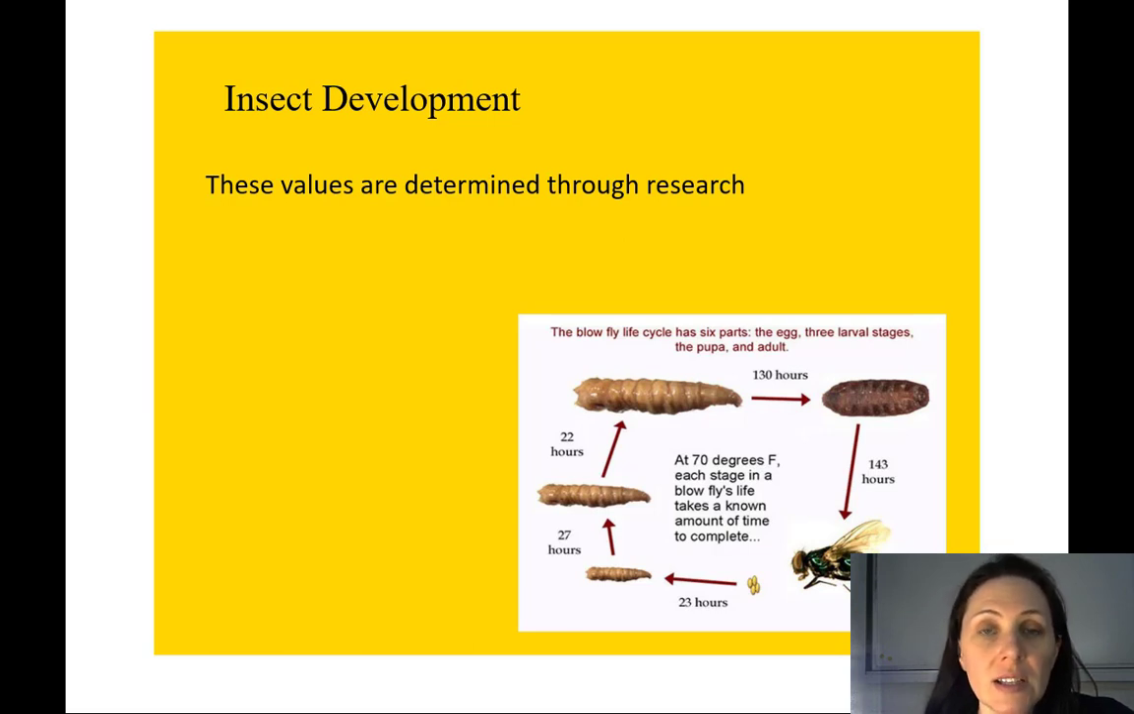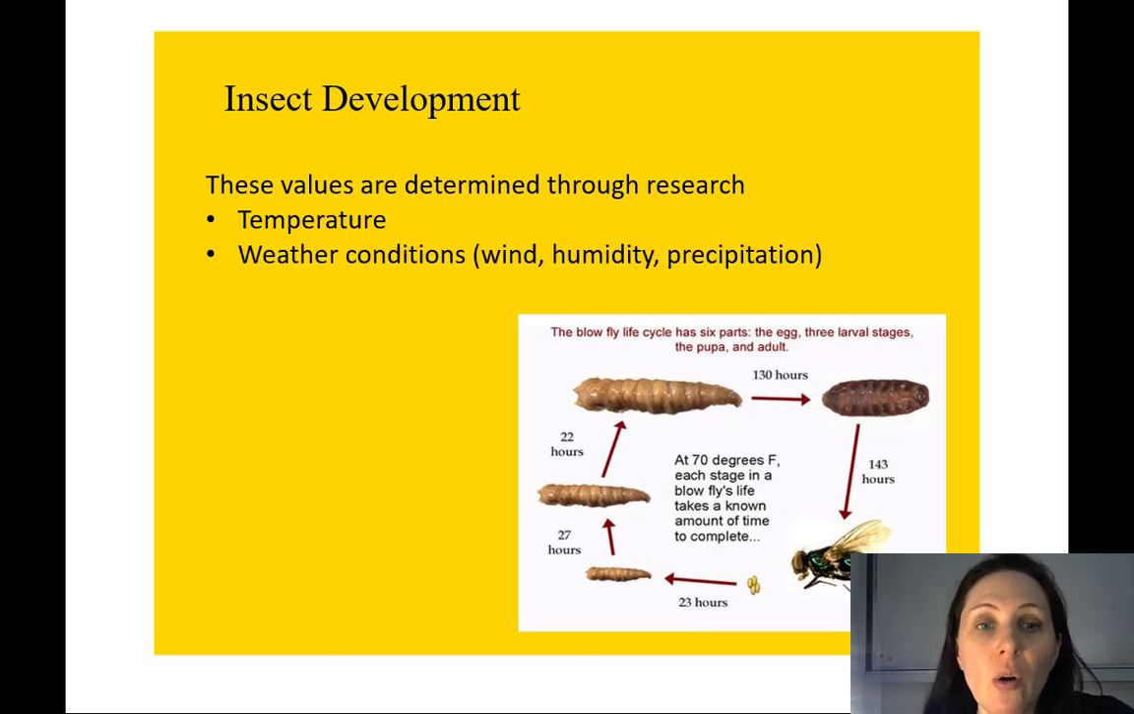But there are things out in the open, if the insect is in the open environment, that we can't control. The main one being temperature. The insect will develop at different times depending on what the ambient temperature is. Also, other weather conditions. Wind, for example, might prevent an adult fly from getting to a body quickly. Also, humidity and precipitation. Flies don't fly in the rain, so if it's been rainy the past few days, you might have to add some time to your estimation for PMI.